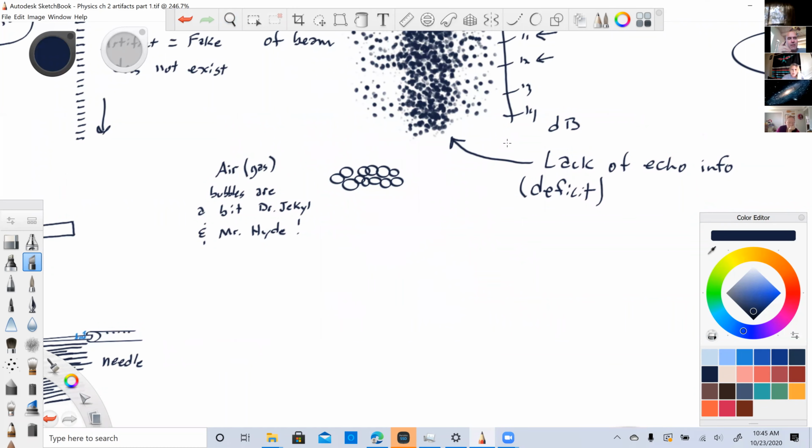I wanted to make air bubbles, and I call them Dr. Jekyll, Mr. Hyde, because here I'm going to draw a single circle over here. Dr. Jekyll, Mr. Hyde. An air bubble can create a ring down. That's an echogenic ring down, not hypoechoic. It's hard to do. It can create a ring down.